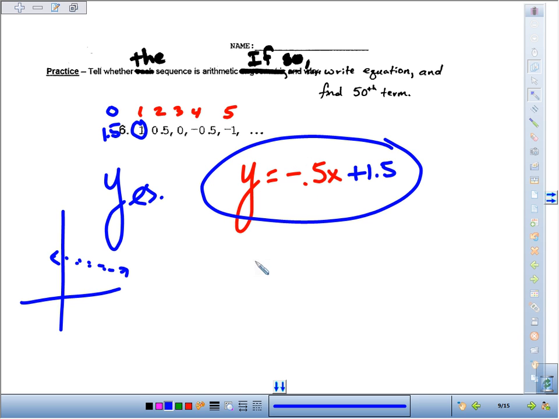You will. Find the 50th term, take negative a half times 50, which is negative 25, plus 1.5 is going to give you negative 23.5.